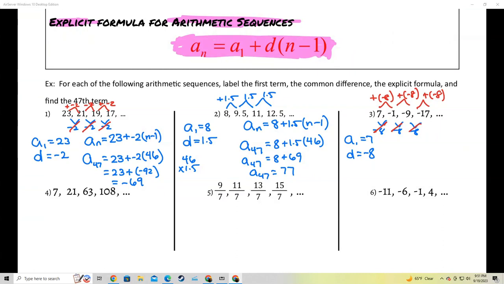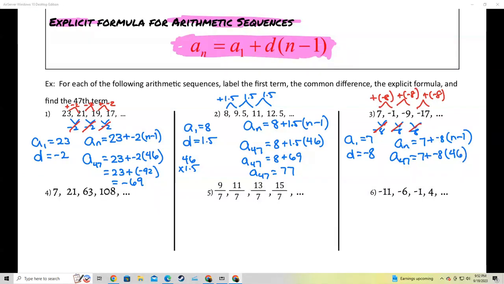As far as my formula, I'm going to write a sub n is equal to my first term, which is 7, plus my common difference, which is -8, times n minus 1. If I want to find my 47th term, I'm going to go a sub 47 is equal to 7 plus -8 times, remember 47 minus 1 is going to give me that 46.